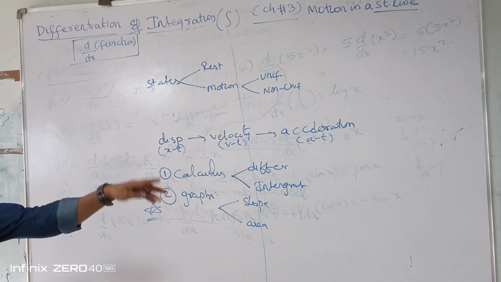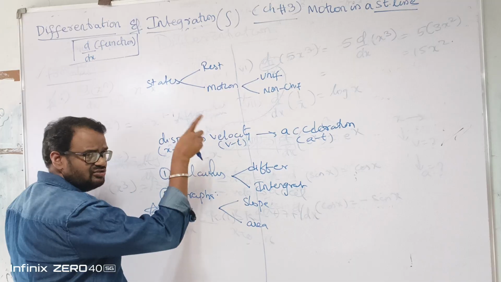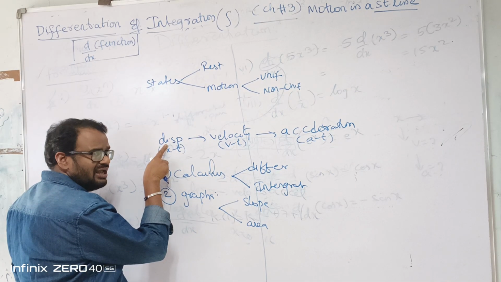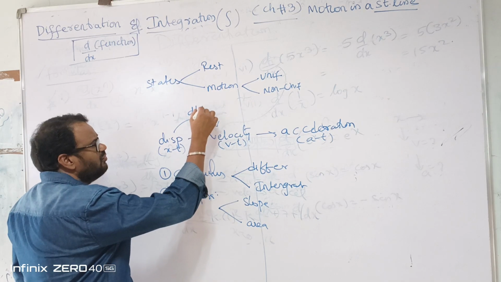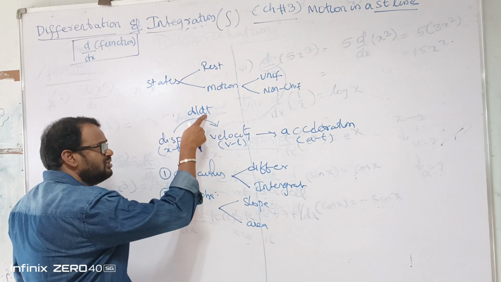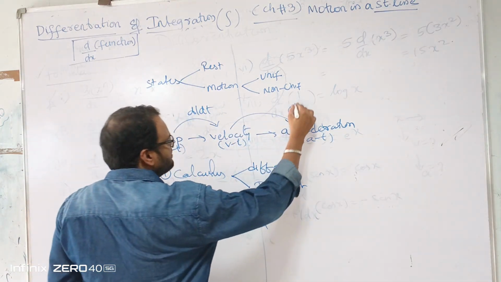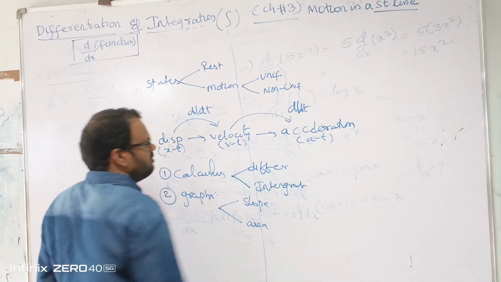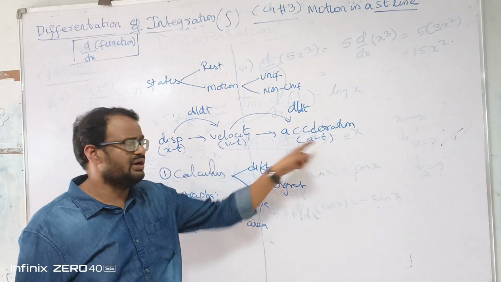So how are we going to get these things? Now, define velocity: rate of change of displacement. If you divide this with the time, you are going to get velocity. So we move in this direction, where what we are doing is differentiating displacement with time, and you are going to get velocity. And if you move in this way, it is called differentiating velocity with respect to time, because acceleration is the rate of change of velocity. If you divide this with time, you are going to get acceleration.